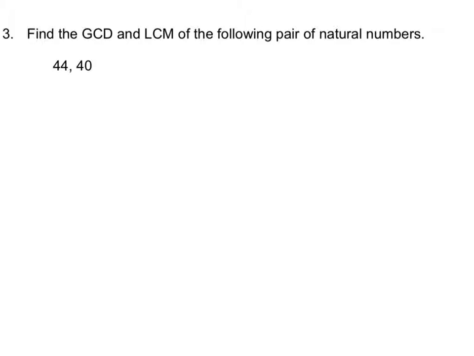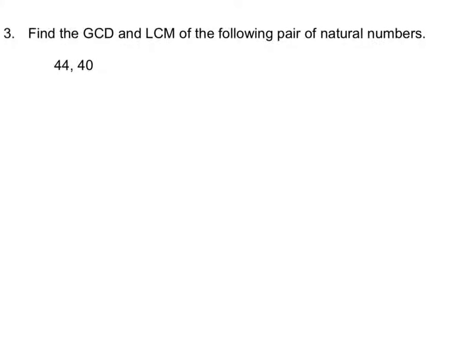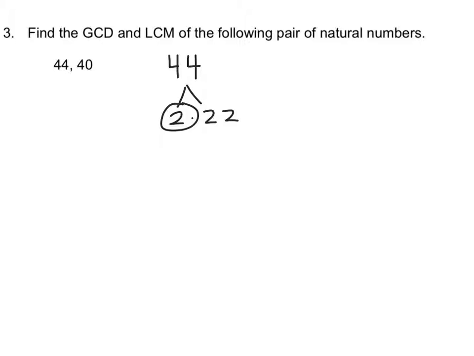We're going to start by factoring 44 and 40 into the set of prime numbers. So I have 44, and I'm going to create a factor tree. So I'll ask myself, what times what gives me 44? Well, 44 is divisible by 2, so I know that 2 times 22 is 44. Now 2 is a prime number, so I'll circle 2.